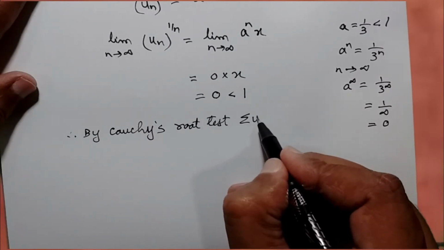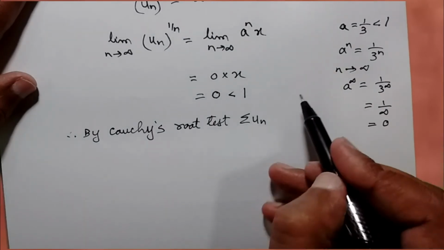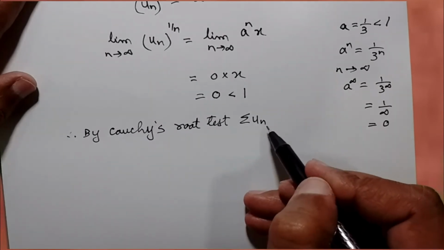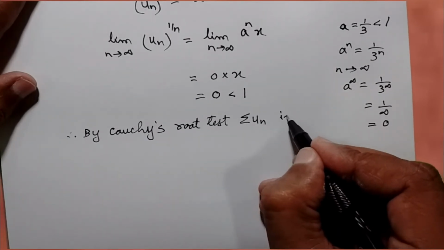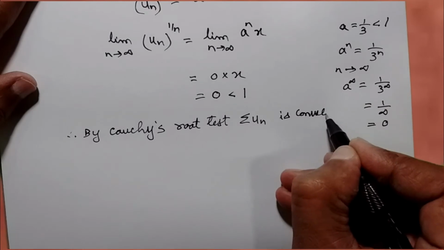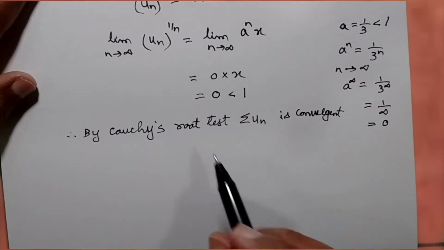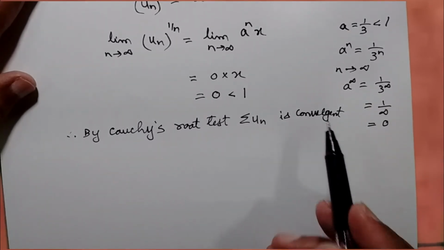we have seen that summation of un, where un value is a power of n square, x power of n in the question, is convergent. So we have shown that the given series is convergent.